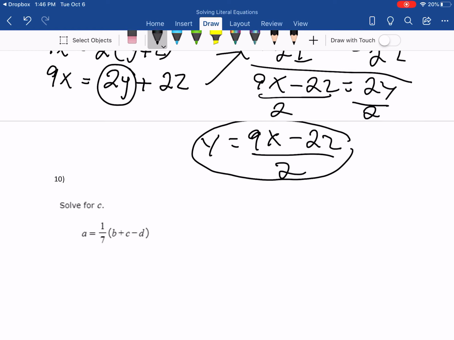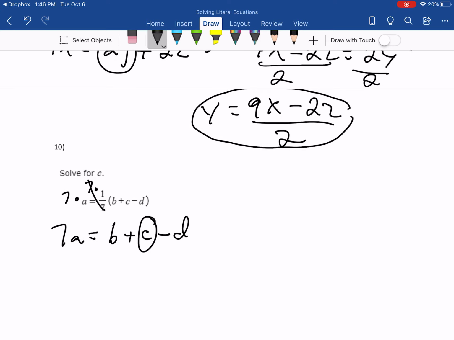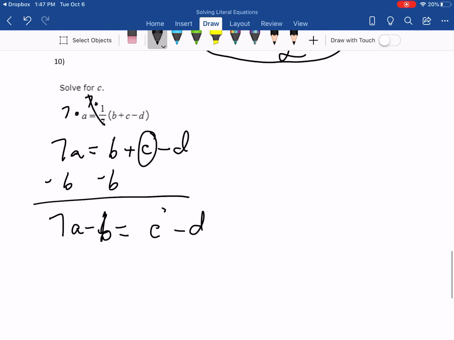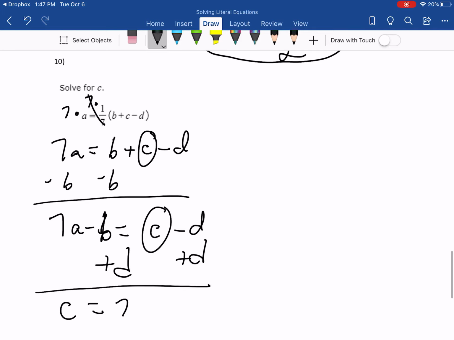Okay, number 10, to clear fractions, I'm going to multiply both sides by 7. Okay, which means 7a equals 1 times b plus c minus d is just b plus c minus d. Okay, I'm going to solve for c. So I'm going to subtract b. Doesn't matter which one you do first. 7a minus b equals c minus d. And now we want to add d to each side. So c equals 7a minus b plus d.